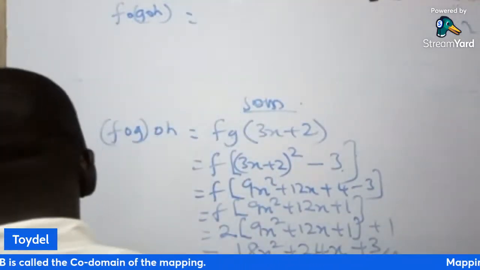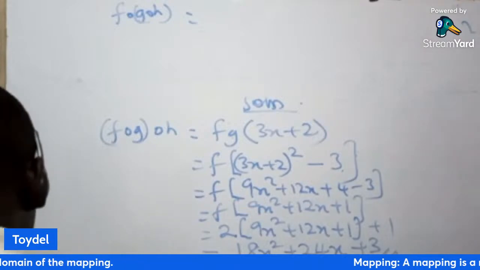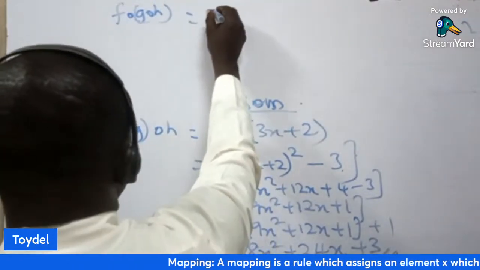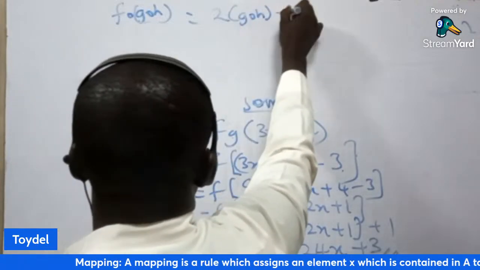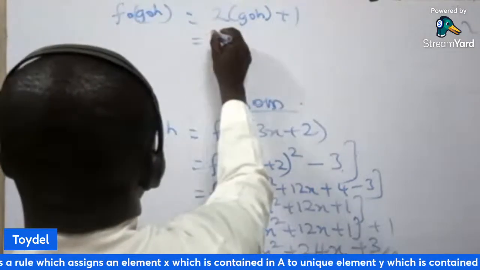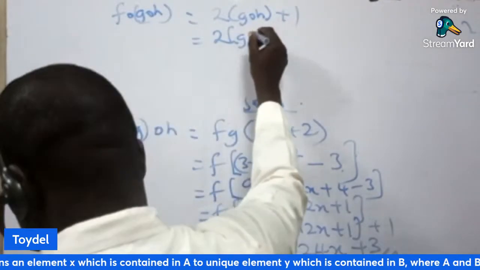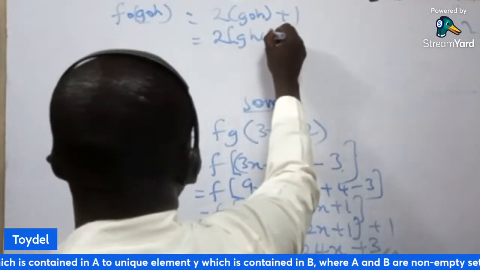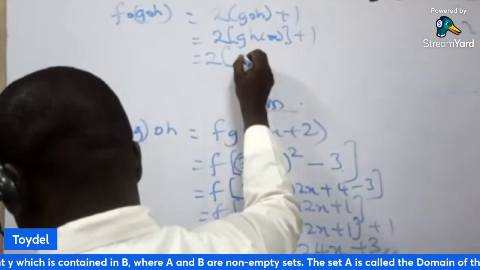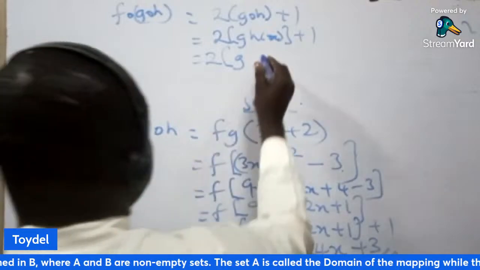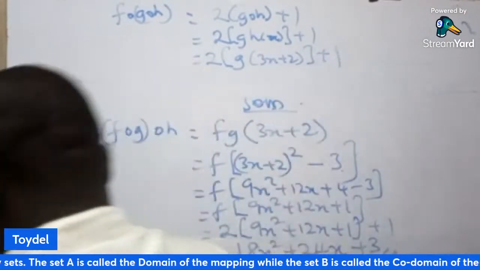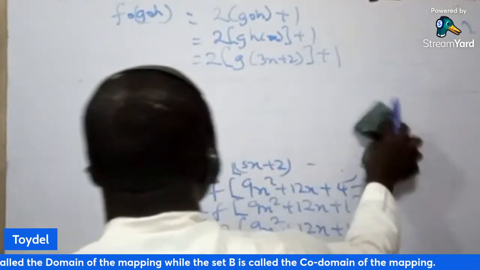So we are going to start from what is F of X? F of X is given as 2x plus 1. Then F of this will give us 2 into bracket G of H plus 1. That's what we are going to get. Then this is the same thing as saying 2 into bracket G H of X plus 1. Then this is the same thing as 2 into bracket G. What is H of X? H of X is given as 3x plus 2, plus 1.